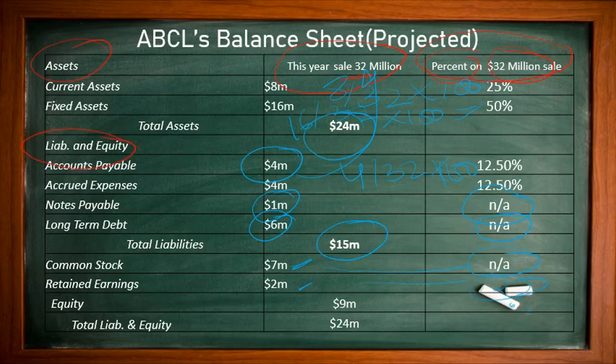It means we have some calculation to do over here. When we calculate both together, we get 9 million. So 15 million plus 9 million becomes 24 million. So it means we have a balance sheet totaling 24 million.